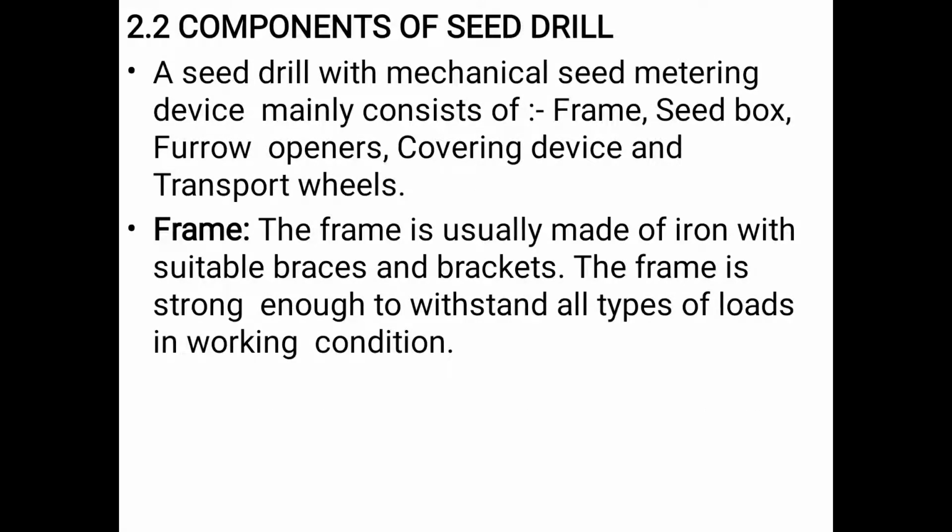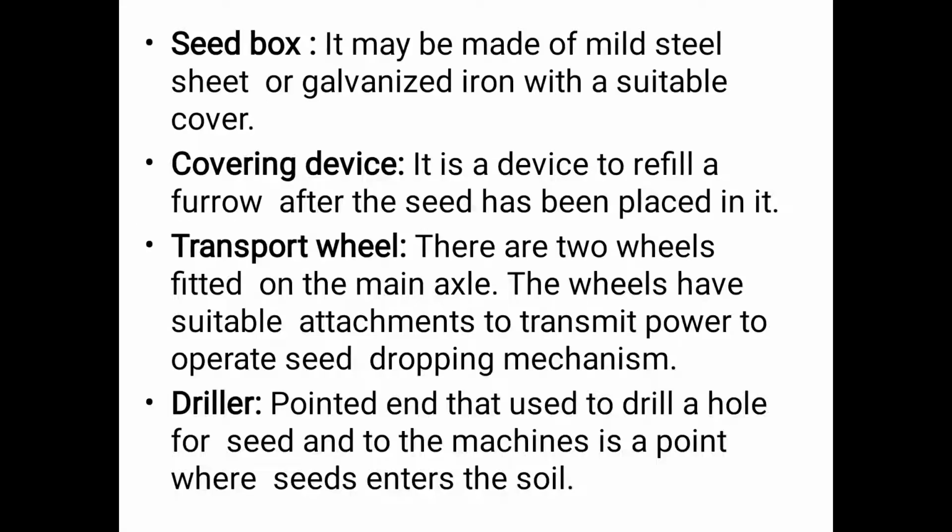Components of seed drill. A seed drill with mechanical seed metering device mainly consists of frame, seed box, furrow opener, covering device, and transport wheels. Frame. The frame is usually made up of iron with suitable braces and brackets. The frame is strong enough to withstand all types of load in working conditions. Seed box. It may be made up of mild steel sheet or galvanized iron with a suitable cover.